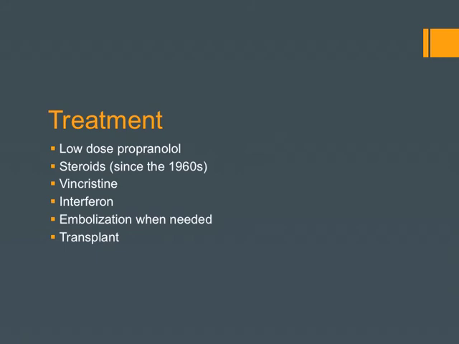Treatment today includes low-dose propranolol. It's very effective, and doses as low as 0.5 milligram per kilogram can be curative over several weeks. Steroids are still used. Vincristine is used in severe cases, as is interferon and embolization. Rarely is transplant necessary.